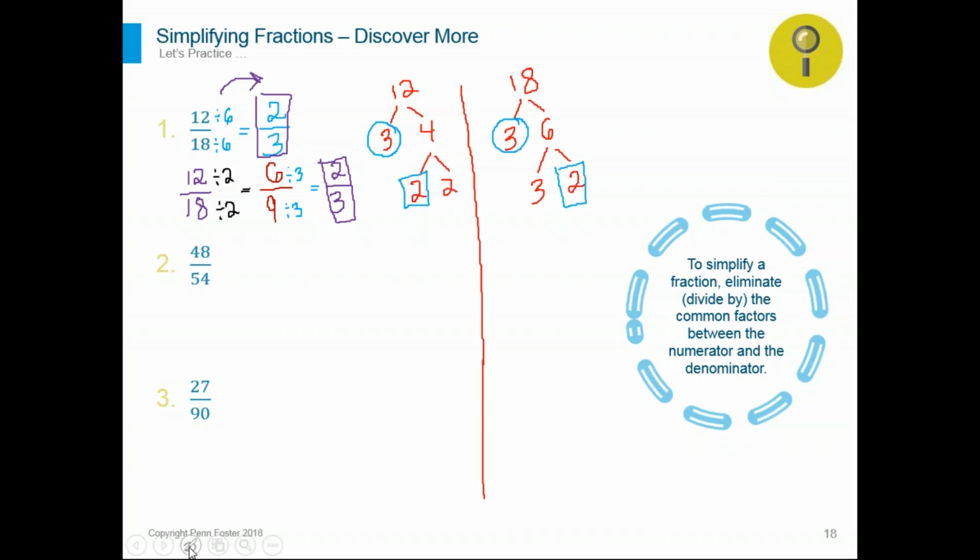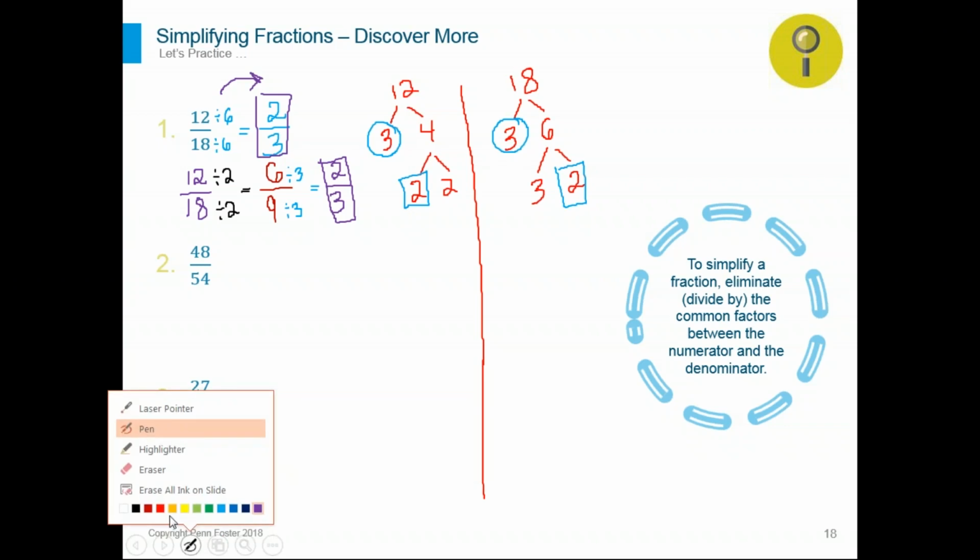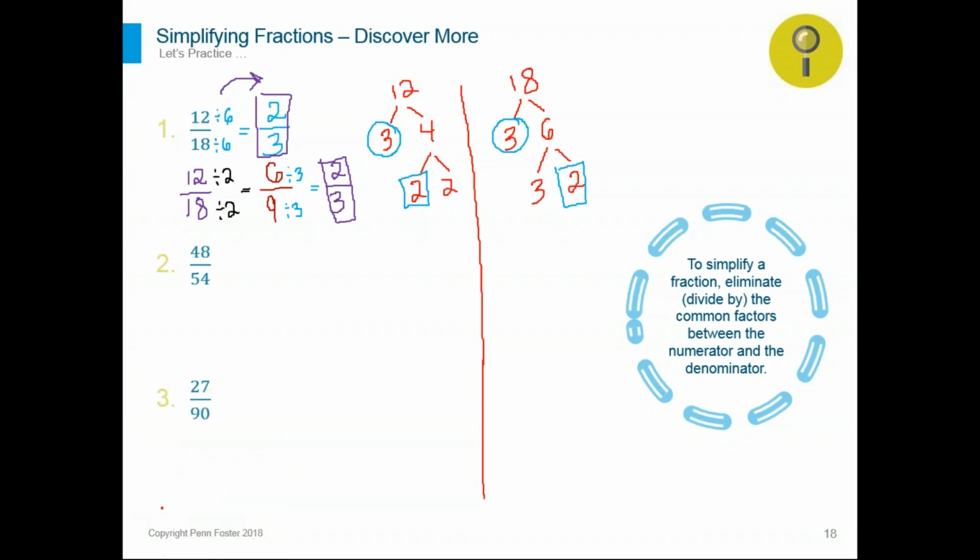Okay, let's do the second fraction using the second method. 48 and 54, they're even numbers. They happen to be even numbers. They don't have to be even numbers, but in our example, they are even. So I'm going to use this feature of my numbers and divide over 2, again, because they are even numbers, and see what's next. 48 divided by 2 will give you 24 on the top, and then 54 over 2 will give you 27 on the bottom.